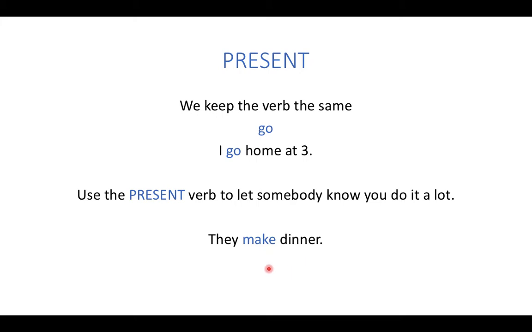So that's why this is important. When you say they make dinner, it means they make dinner all the time. It doesn't mean they're making dinner tonight, just tonight. It's saying they do it a lot. They make dinner a lot.